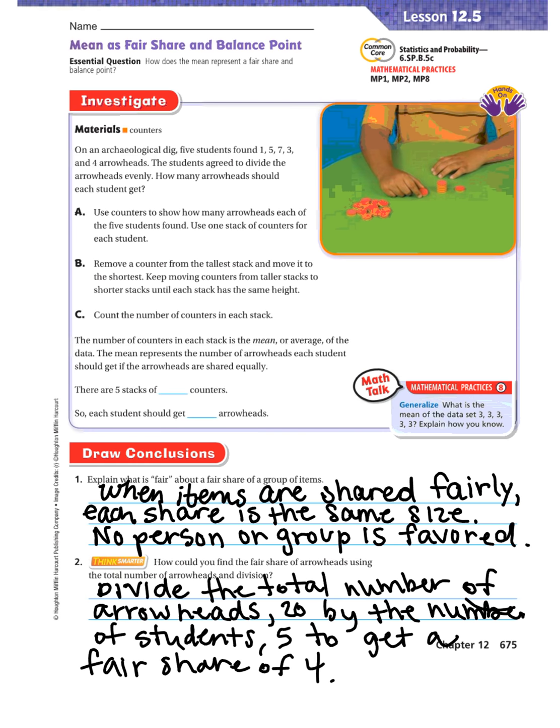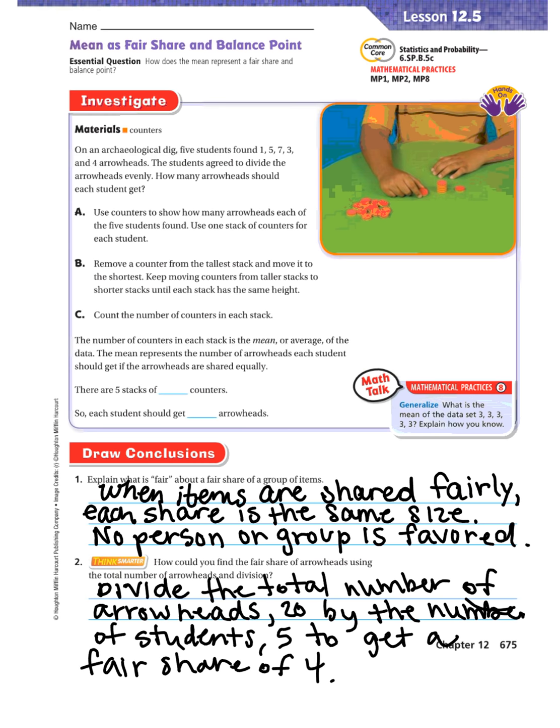Investigate. Materials: counters. On an archaeological dig, 5 students found 1, 5, 7, 3, and 4 arrowheads. The students agreed to divide the arrowheads evenly. How many arrowheads should each student get? A. Use counters to show how many arrowheads each of the 5 students found. Use 1 stack of counters for each student.